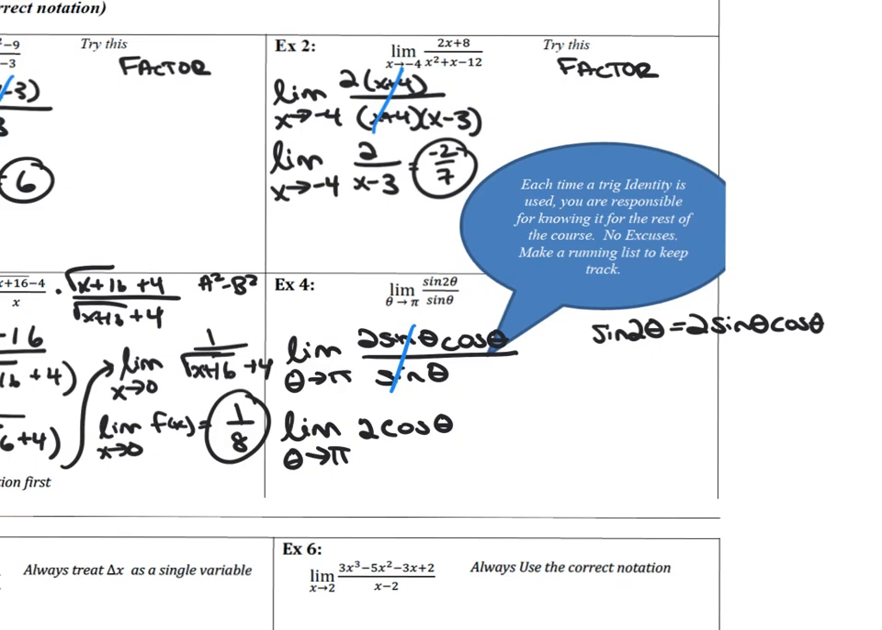Clearly no longer an indeterminate form because we no longer have a denominator. So we can substitute in the pi. The cosine of pi is -1. 2 times -1 means that our limit is 2.